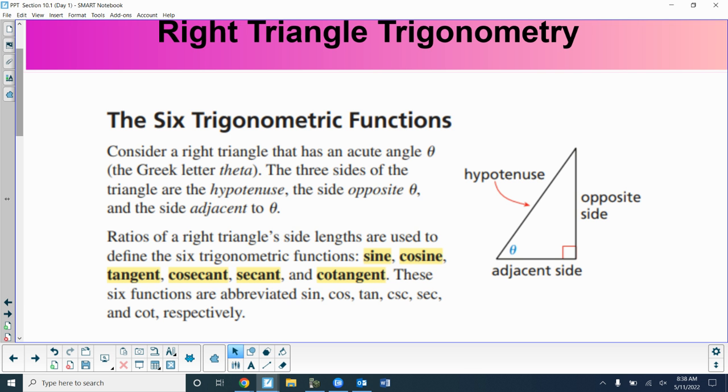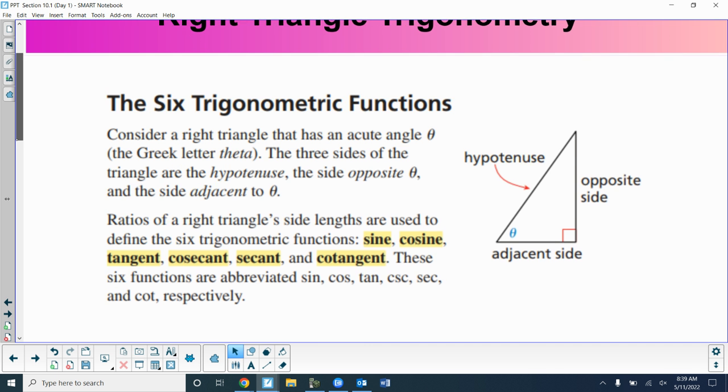And it says these 6 functions are abbreviated as SIN for sine, COS for cosine, TAN for tangent, CSC for cosecant, SEC for secant, and COT for cotangent. So those are the 6 trig functions or trig ratios. Okay? So we're going to write those as fractions. All right?